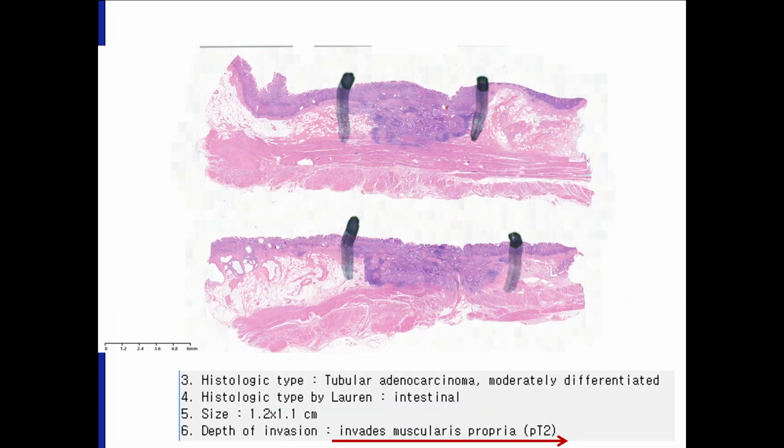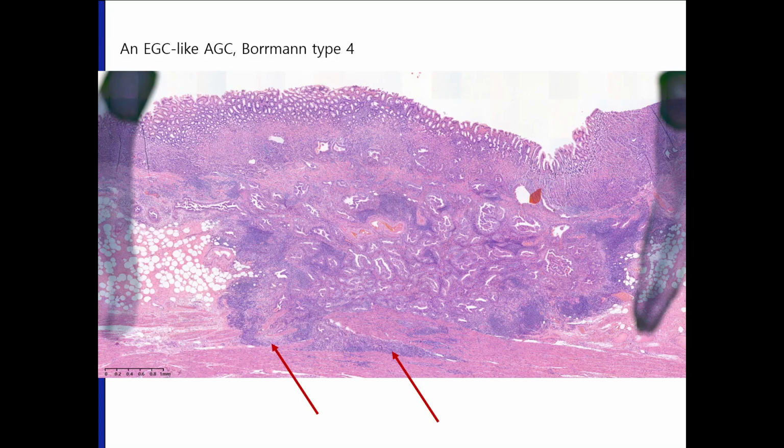Final pathology after surgery was a proper muscle cancer. The tumor was mostly located in the submucosal layer with some proper muscle invasion. The overlying mucosa was partly normal with minor areas of cancer. So this is a typical case of EGC-like AGC. The Borrmann type is tricky, but our pathologists say it is a Borrmann type 4.